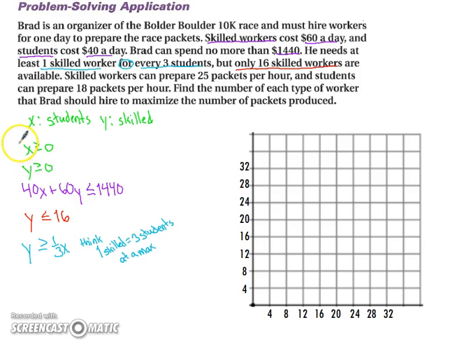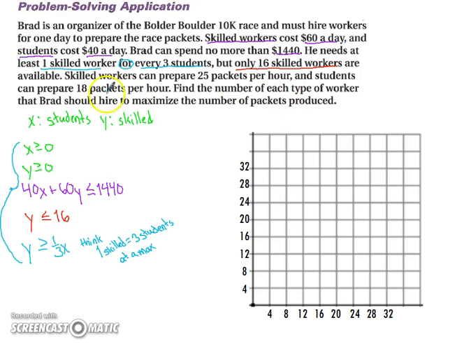Alright, so now we have our constraints. So if we look, we have combined things that are similar. So you have your $40 and your $60 a day, and then you have your monetary value of no more than $1,440. So that would be one constraint because it's one set of information that all goes together. Another piece of information states that we can only use 16 workers. So you can't have more than 16 skilled workers.